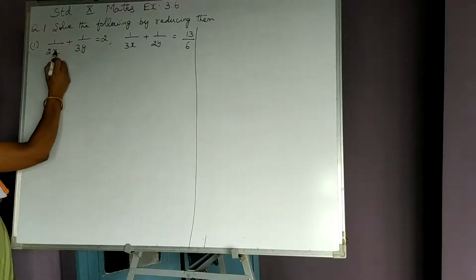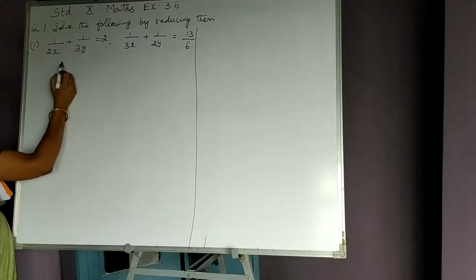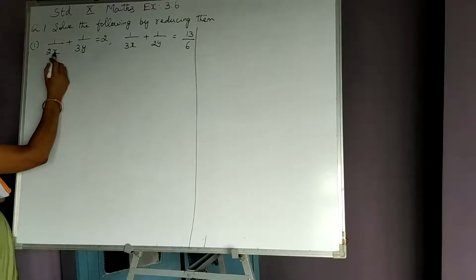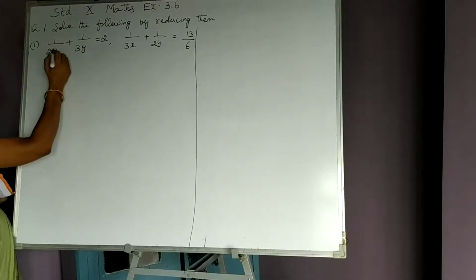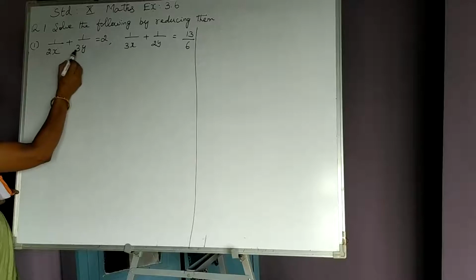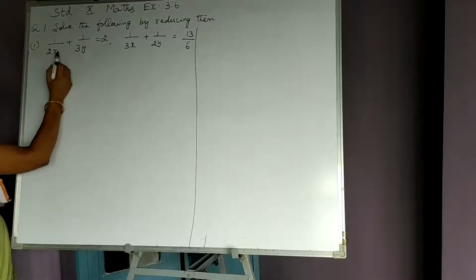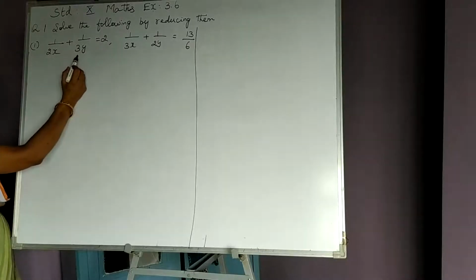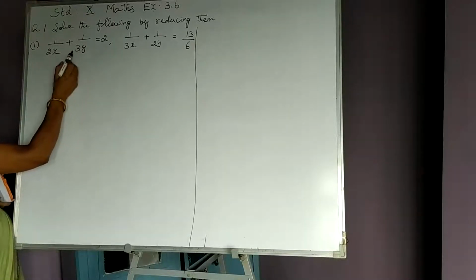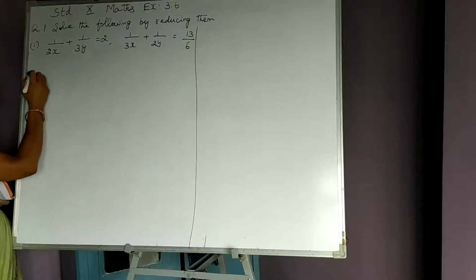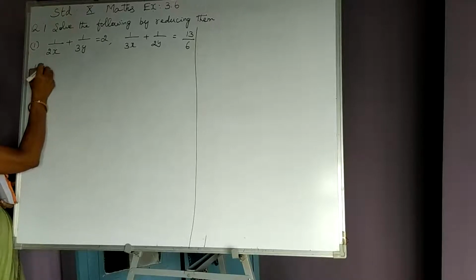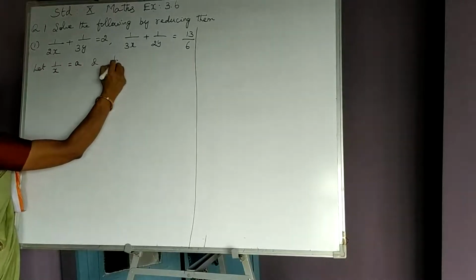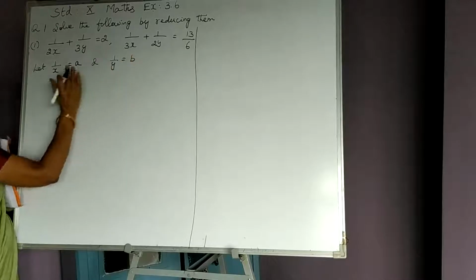We see the variables x and y in the denominator. If you see all the sums till exercise 3.5, we had x and y in the numerator. Here you can see the variables x and y in the denominator. So when we find the variables x and y in the denominator, by giving proper substitutions, we are going to convert the variables to the numerator. The substitution is 1 upon x, we are going to take it as a, and 1 upon y, we are going to take it as b.